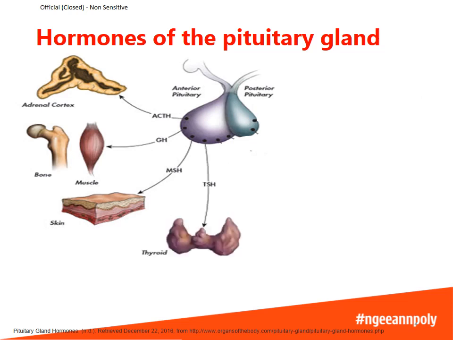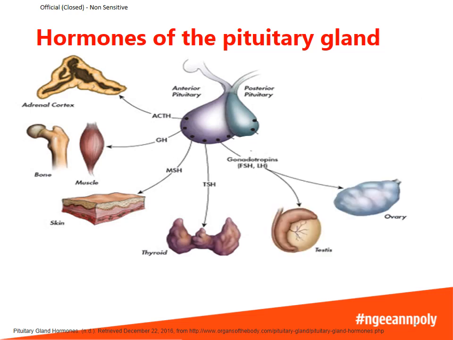TSH is thyroid stimulating hormone, which stimulates the thyroid gland to produce thyroid hormones. Follicle stimulating hormone FSH and luteinizing hormone LH are the gonadotropins, which ensure normal functioning of the ovaries and testes. Prolactin stimulates breast milk production.